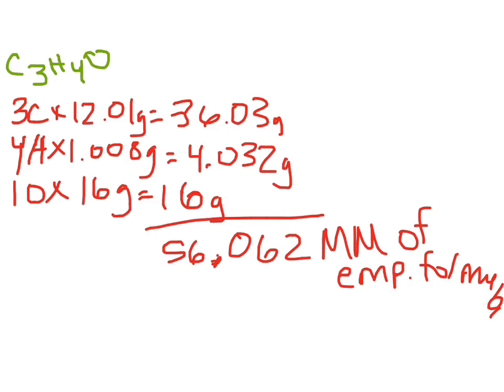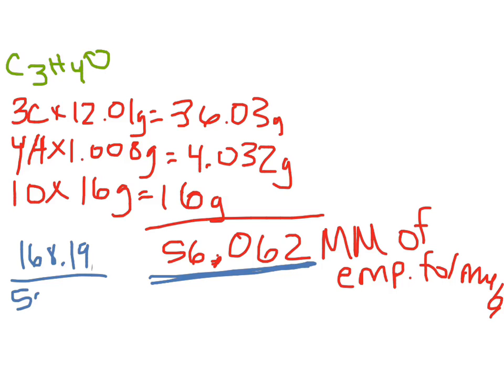Alright, so you got that, right? Now what you're going to do is take the molar mass that you're given. If you look at that sheet, you're given a specific molar mass. You have to use it. It's not just there for no reason. That is there for a reason. It's the experimental. So you're going to take that experimental mass, 168.19, over the whole molar mass of the compound, 56.062, to get a number.